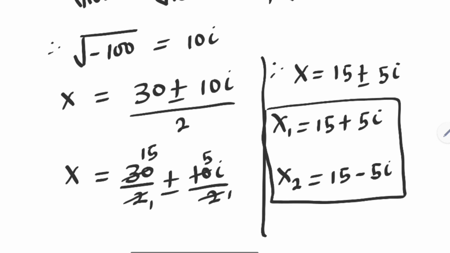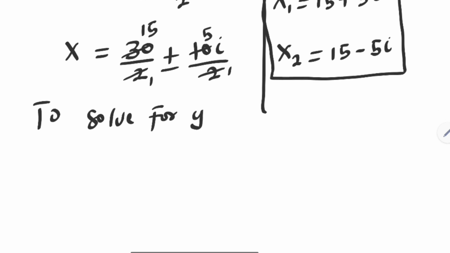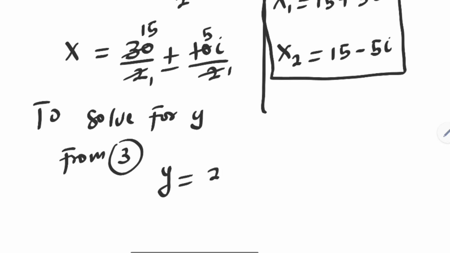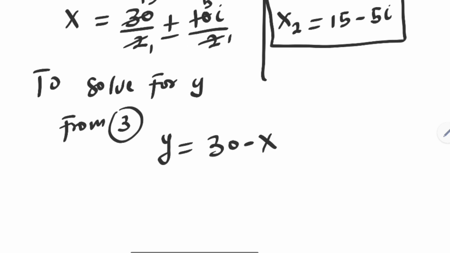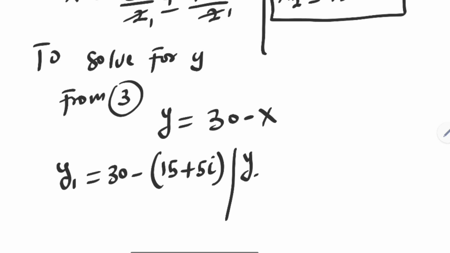We've gotten the values of x. Let us solve for y. To solve for y, from equation 3, y is equal to 30 minus x. y1 is equal to 30 minus x1, which is 15 plus 5i. And y2 is equal to 30 minus x2, which is 15 minus 5i.